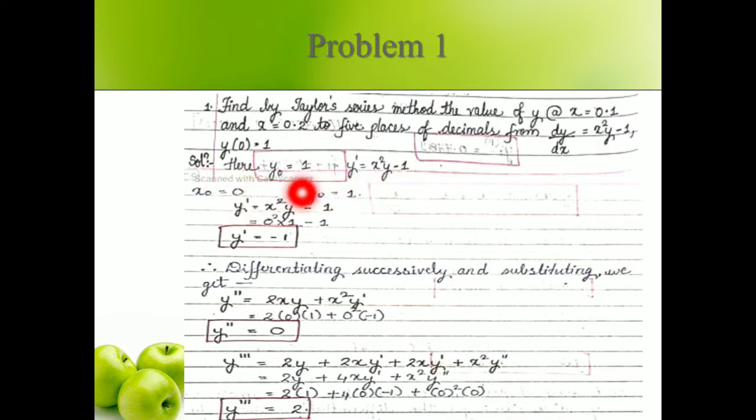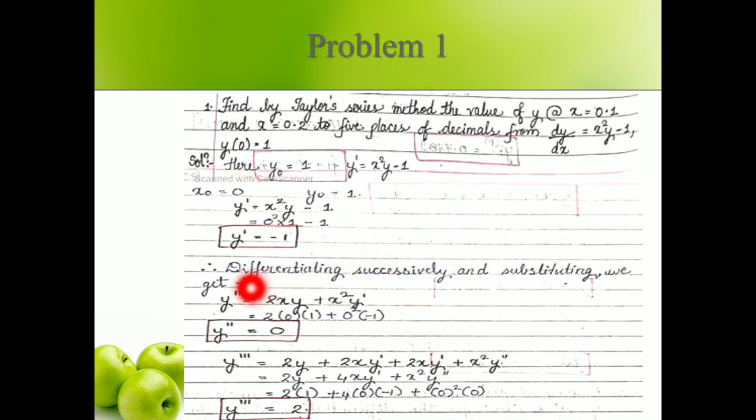So x naught is 0, y naught is 1. So y dash will be equal to x square y minus 1. Substitute the initial value x naught and y naught in given dy by dx or y dash. So your y dash will be equal to minus 1. Differentiating successively and substituting, we get the values.